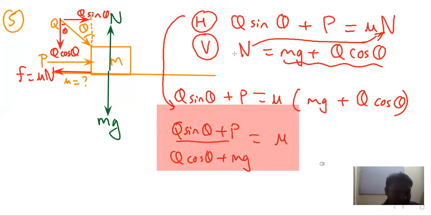So mu comes out to be which option? For the fifth question, we have the correct answer as option A. So option A is the correct answer: P plus Q sin theta upon mg plus Q cos theta.